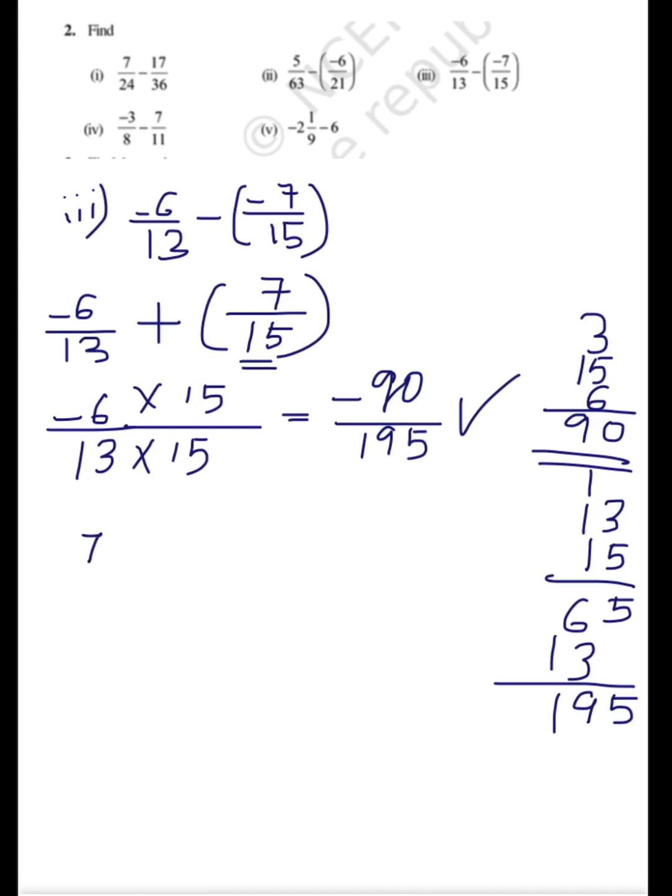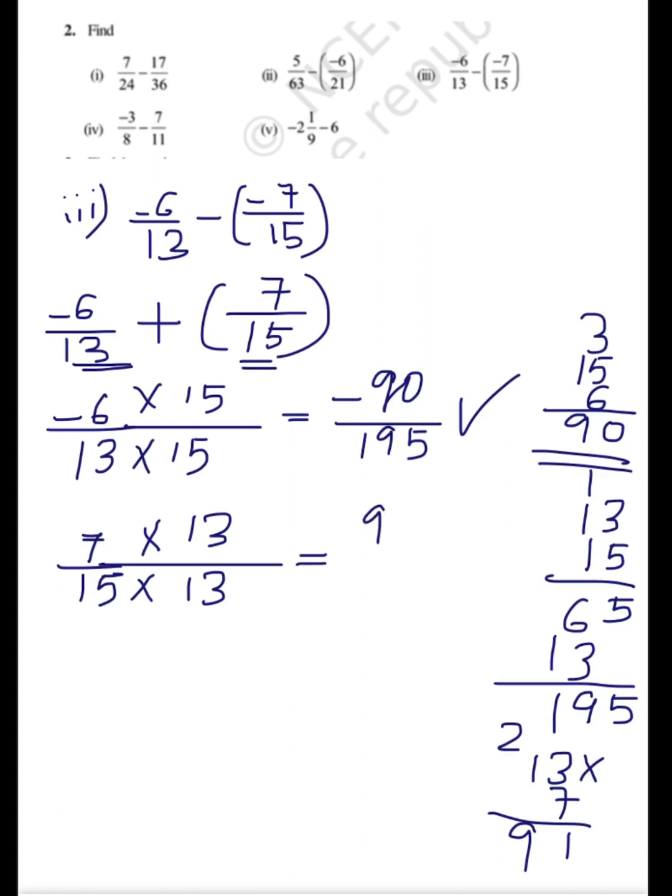Now what is the second number? It's 7 by 15. Now you have to multiply both numerator and denominator with the denominator of the first, which is 13. Okay, so you have to do 7 into 13. What is 13 into 7? So you will get 91 divided by, what is 15 into 13? It's again 195. So now you got denominators as the same.